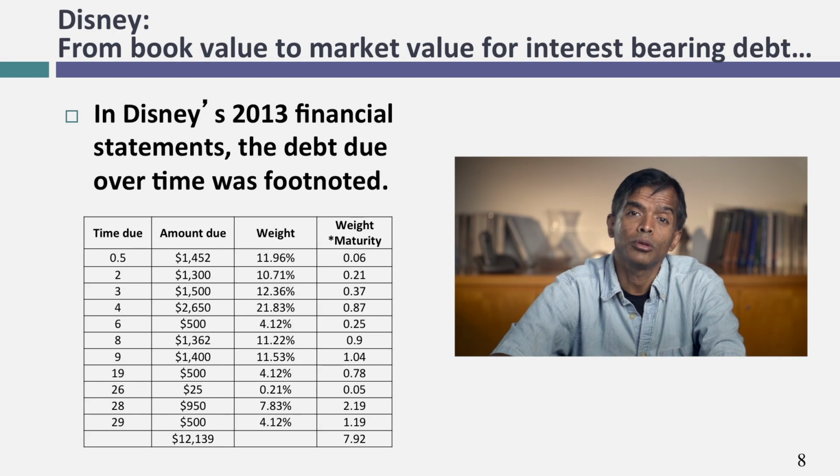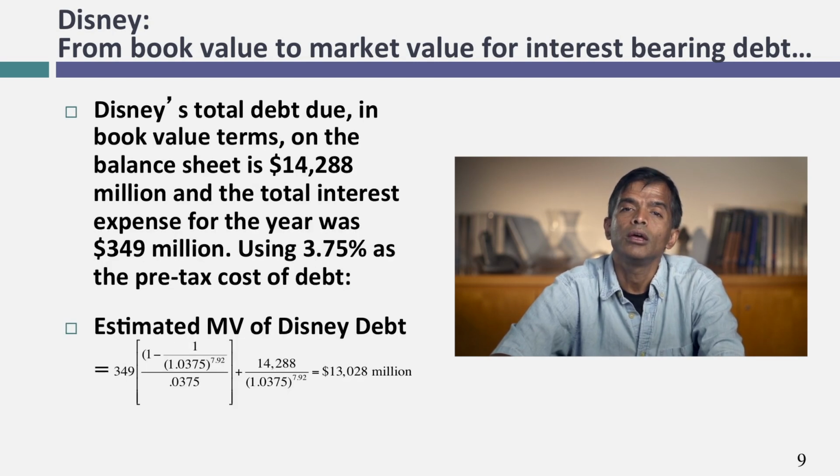Think about how you compute the market price for a conventional bond. You take the coupons and the face value, and you discount them back to today using the market interest rate today, right? Think of Disney's debt as if it were a gigantic coupon bond with a face value of $14,288 million, a coupon payment of $349 million, and a maturity of 7.92 years. Remember we computed the pre-tax cost of Disney already at 3.75% based on its rating? Try to estimate the market value of this gigantic coupon bond.